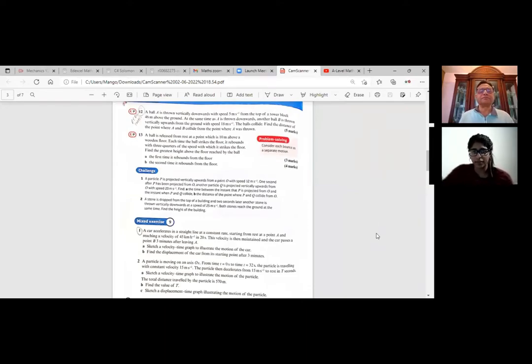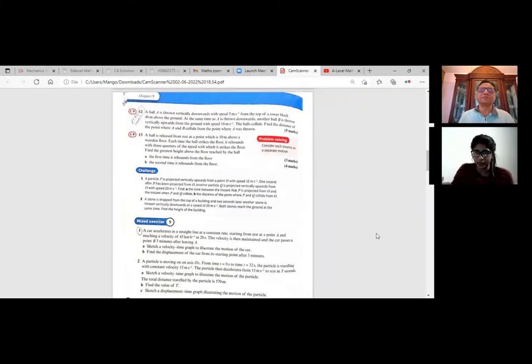A ball A is thrown vertically downwards with the speed 5 meters per second from the top of a tower block, which is 46 meters above the ground. At the same time as A is thrown downwards, another ball B is thrown vertically upwards from the ground with a speed of 18 meters per second. So the balls then collide. Find the distance of the point where A and B collide from the point where A was thrown.